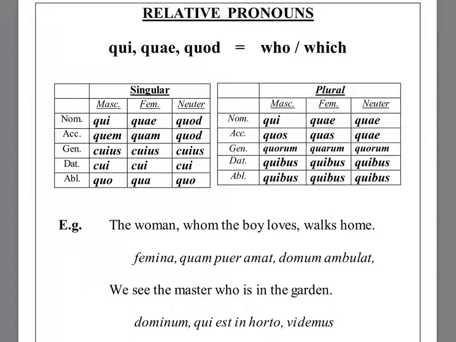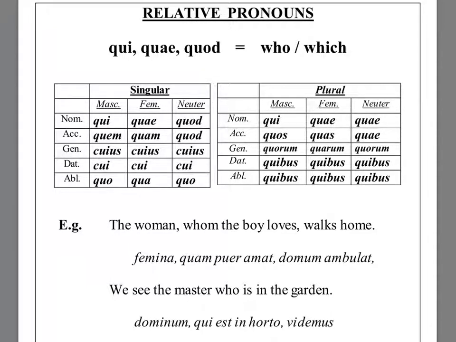Focusing on the singular, then. Remember we have masculine, feminine, neuter, nominative, accusative, genitive, dative and ablative. So in the nominative, it is qui, quae, quod. In the accusative, quem, quam, quod. The genitive is really helpful because it's always the same. Cuius, cuius, cuius. The dative, again, similar. Cui, cui, cui. And then the ablative, quo, qua, quo.